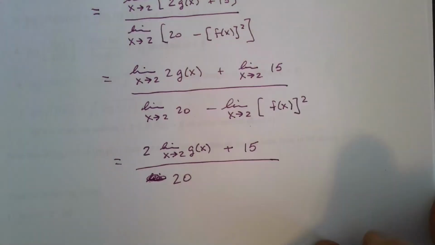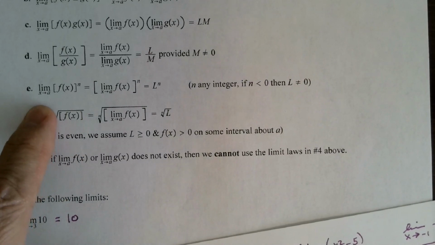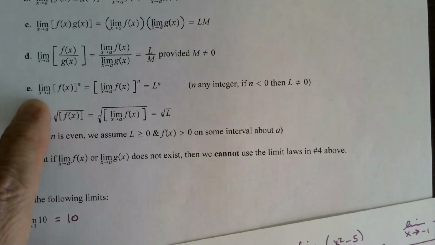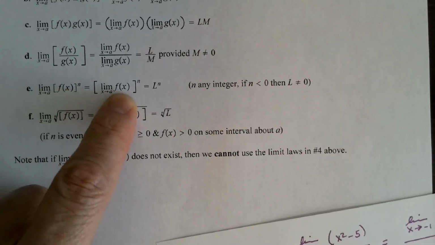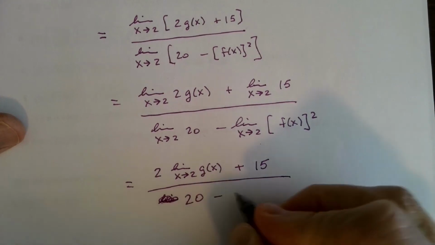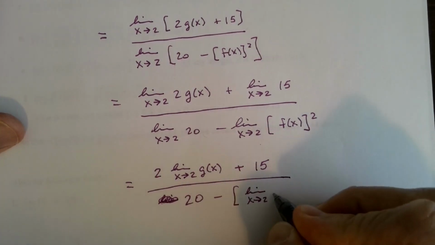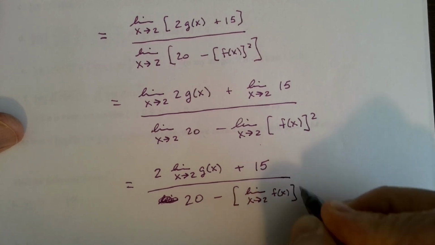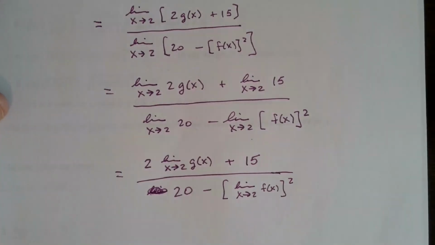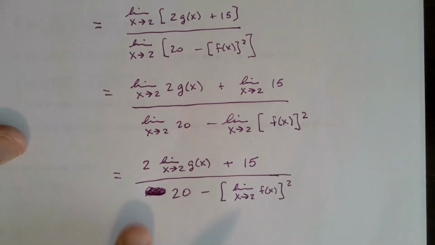Well, I'm going to make use of this rule right here for E that says the limit as x approaches a of f of x to the n, I can bring the limit sort of inside, the exponent n. So this becomes the limit as x approaches a of f of x. So I'm going to write that as minus, in parentheses now, the limit as x approaches 2 of f of x, all squared. Okay. Sorry about that.